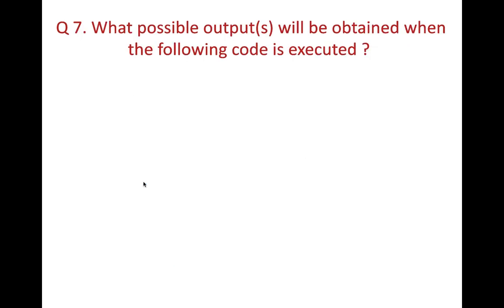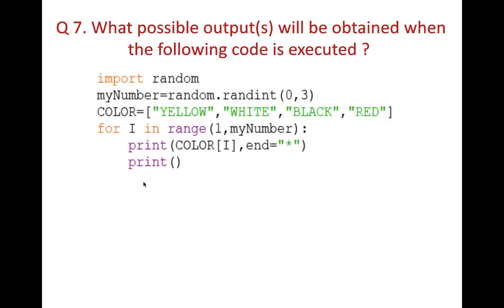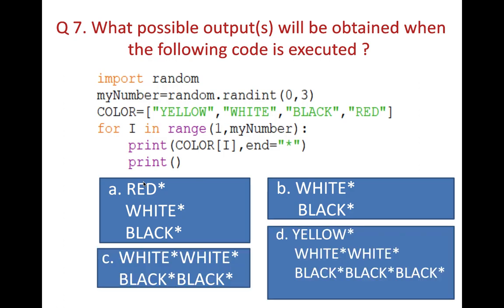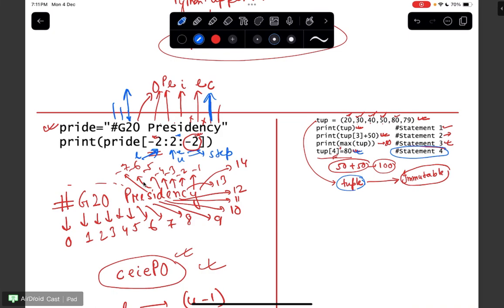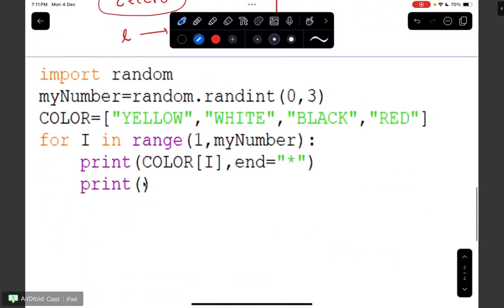Alright, let's go to the next question, which is: what possible output or outputs will be obtained when the following code is executed. A code is given and you need to find out which possible output, or if there is more than one output, will be obtained when you execute the following code. So let's try to work out this code. So this is the code. One question from random is a sure shot question. So make sure you learn everything about this random module from the class 11 data handling chapter.